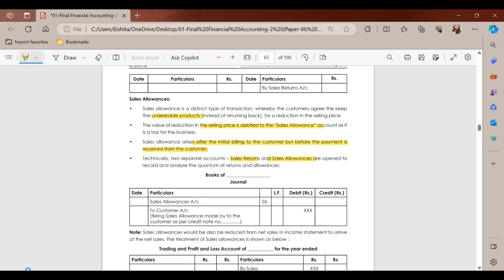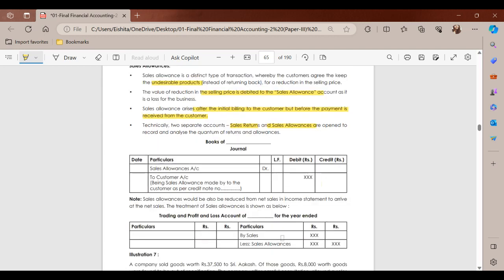Sales allowance would also be reduced from the sales in the income statement to arrive at net sales. The treatment of sales allowance is shown as below: in the trading and profit and loss account, sales less the sales allowances.